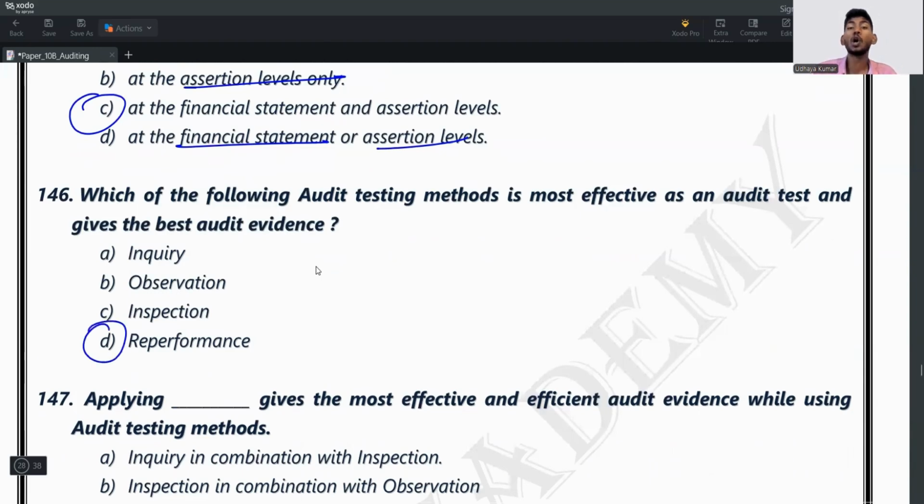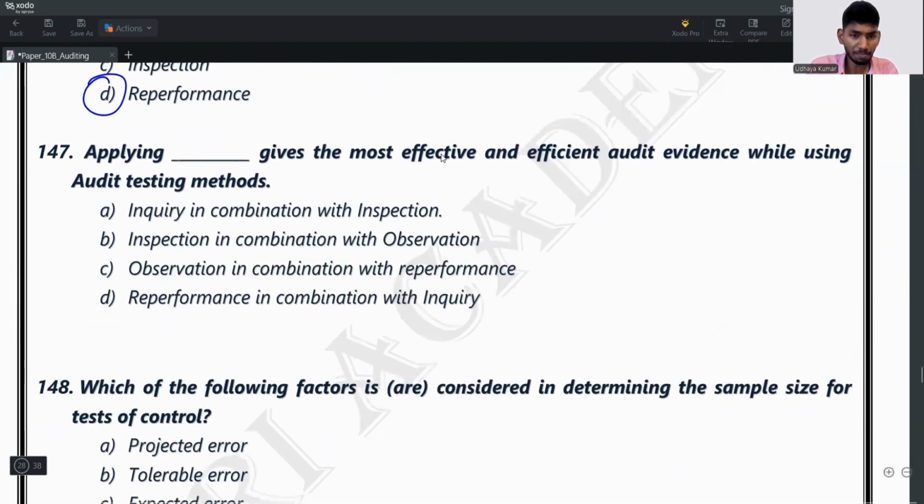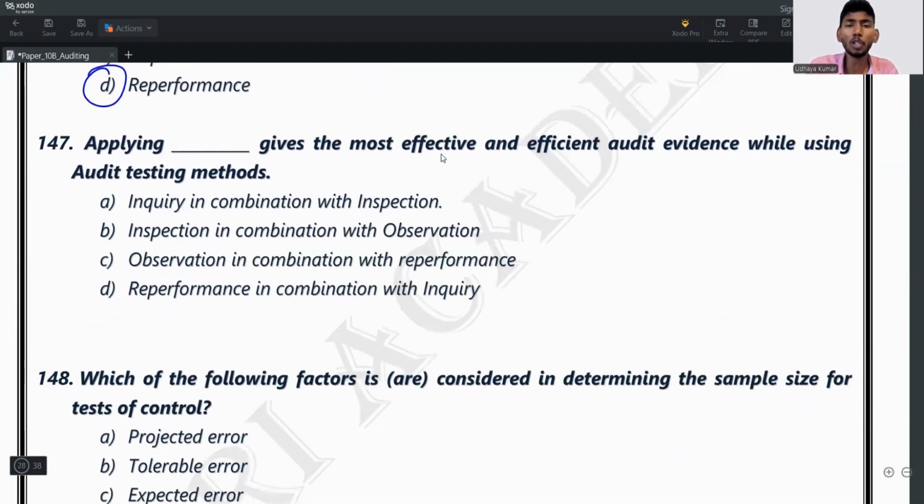Re-performance gives you the best audit evidence. Moving to question 147: applying dash gives the most effective and efficient audit evidence while using audit testing methods. Audit testing methods he is talking about, right? Here, inquiry in combination with inspection may in a few cases give the right option, but the strongest answer, I would say, is observation in combination with re-performance, which will give you the effective and efficient audit evidence.